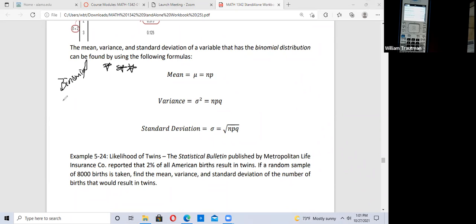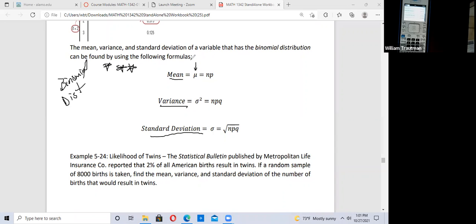Binomial distribution and mean, variance, and standard deviation. Because they're going to say, find the mean for this problem, and it's a binomial problem. And you're going to try to do it the other way that we've learned it in the past. And that's going to be wrong. This is how you find the mean for binomial distribution. So the symbol for mean is this right here. Mean is the average.